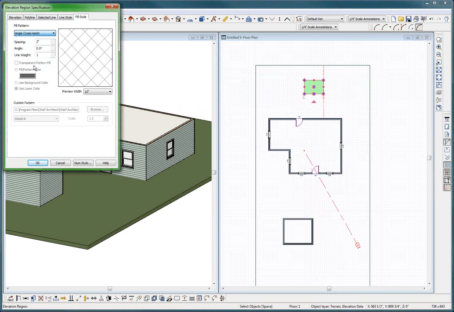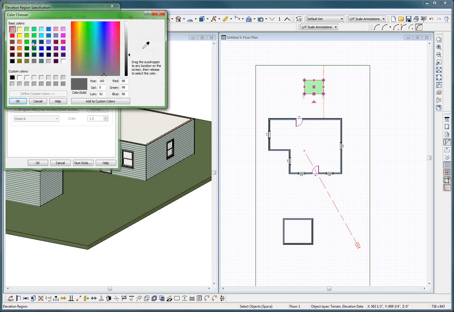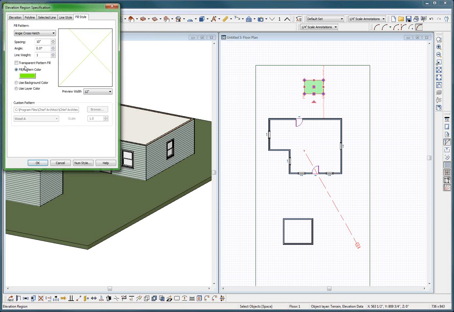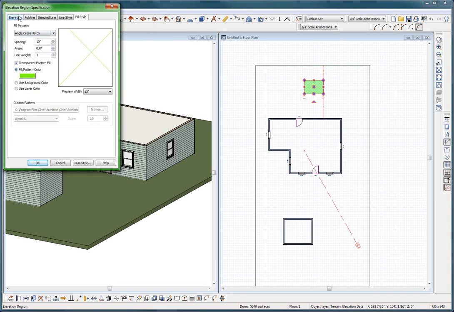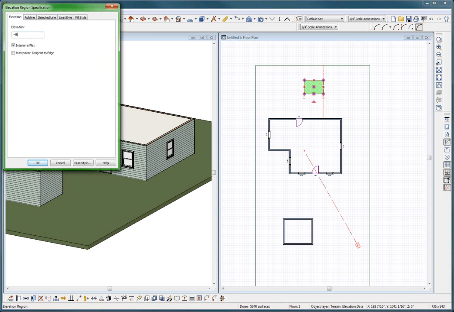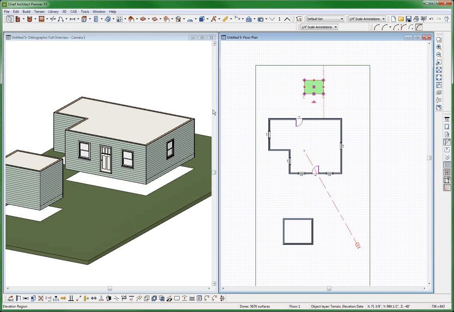Angle crosshatch. I guess I use 10 usually, and give it a green because it's kind of like grass and it's transparent. And so now, if I want the whole terrain to be 4 foot lower, all I do is set this region at minus 48. Okay. And now it's dropped down. So anyway, that's essentially what I do.